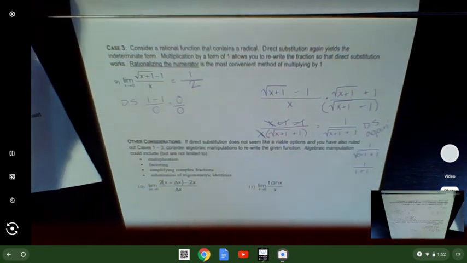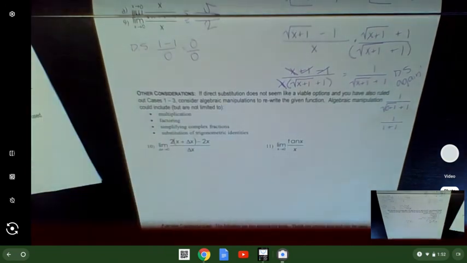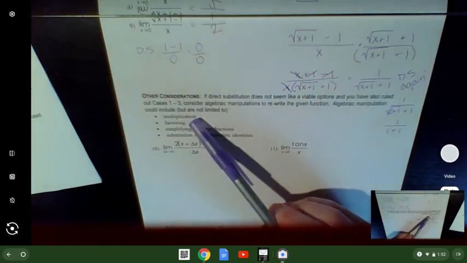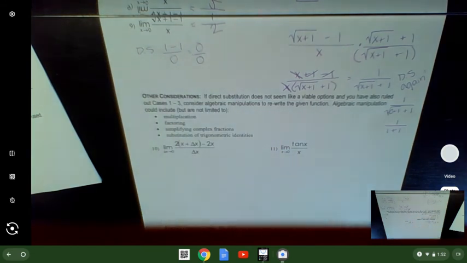Now, rationalizing the numerator and factoring and canceling and direct substitution often can solve any finding limit problems you happen to have. Those would be more complicated situations, if you will. Things to not forget, though, is sometimes the most simplest things are the hardest to remember. Don't forget about basic algebraic steps: multiplication, factoring, simplifying complex fractions, substitution of trig identities. Those things may be necessary as well.